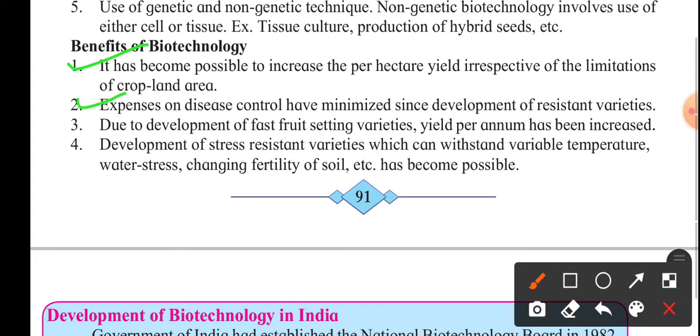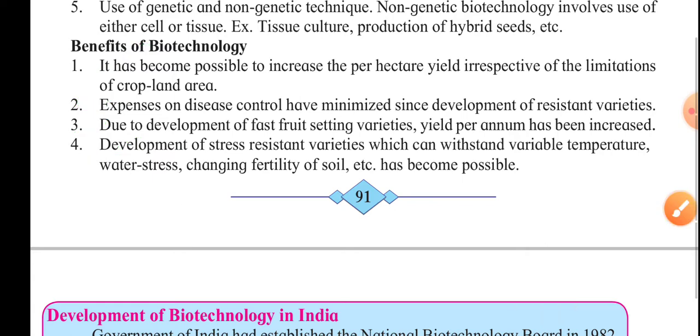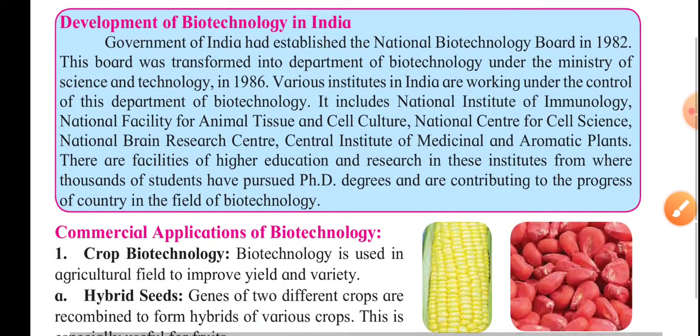Further, expenses on disease control have been minimized since the development of resistant varieties. Due to the development of fast fruit setting varieties, yield per annum has increased. Development of stress resistant varieties which can withstand variable temperature, water stress, changing fertility of soil, etc. has become possible. It means the external factors which affect agriculture can be controlled or tolerated by the plants.